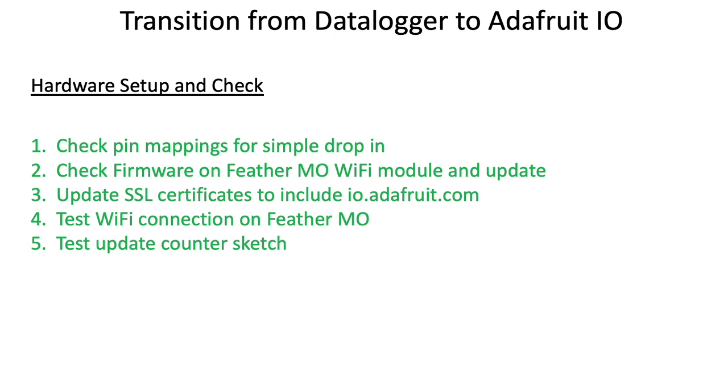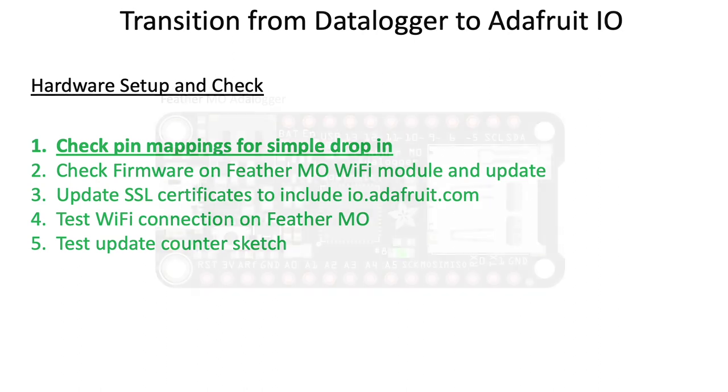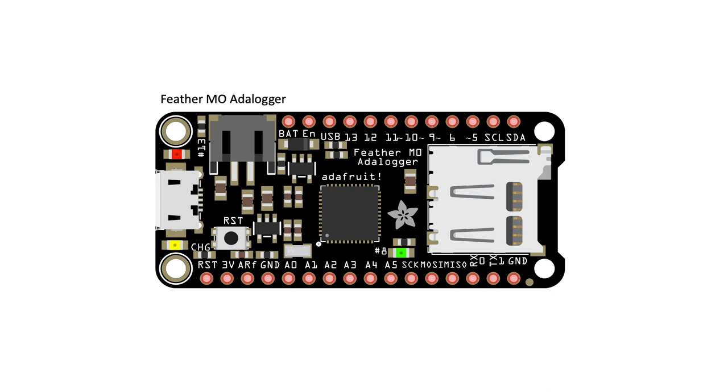But before I realize these tests, I want to ensure compatibility with my existing soil instrument. To do so, I'm going to compare the existing Adalogger pin mappings to those of the Feather Wi-Fi board to see if anything needs to be modified in my instrument wiring and existing code prior to realizing a plug-and-play drop-in. Let's start with the Feather M0 Adalogger.